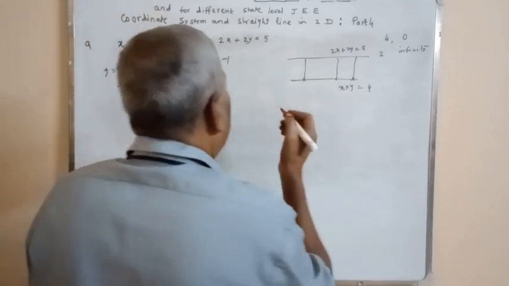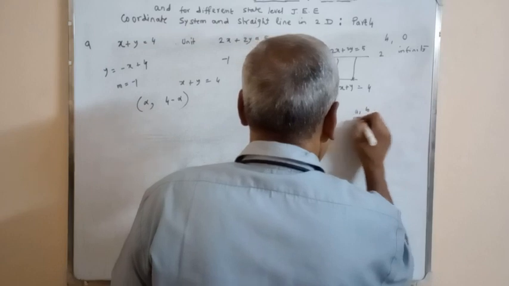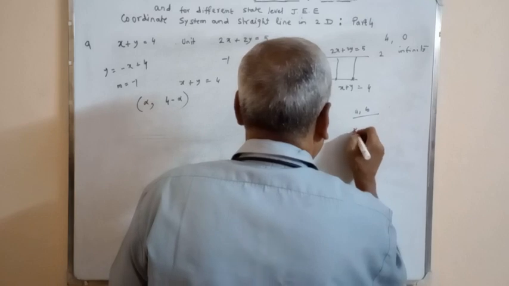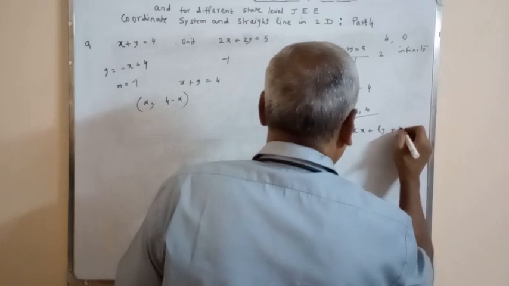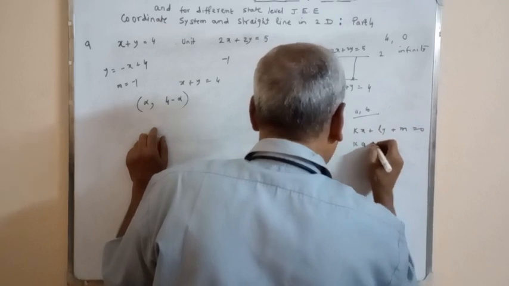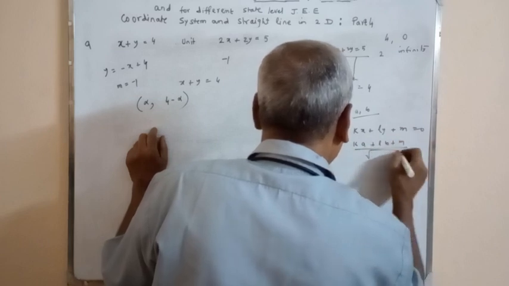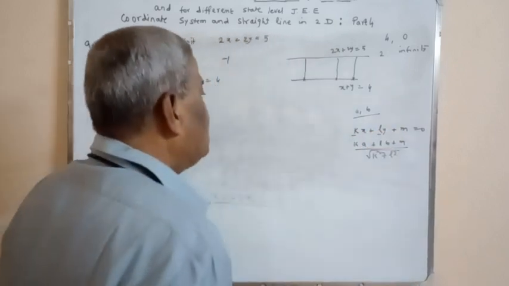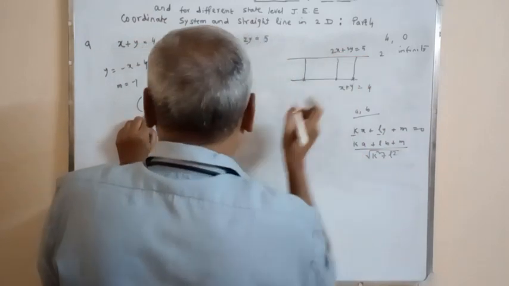So now, from the point say a, b, distance from these two, say kx plus ly plus m is equal to 0 is k into a plus l into b plus m by root over of k square plus l square. k, l are coefficient of x and y.